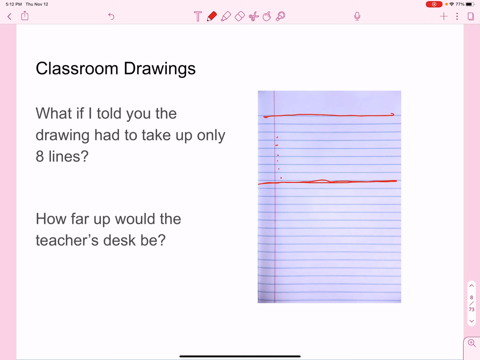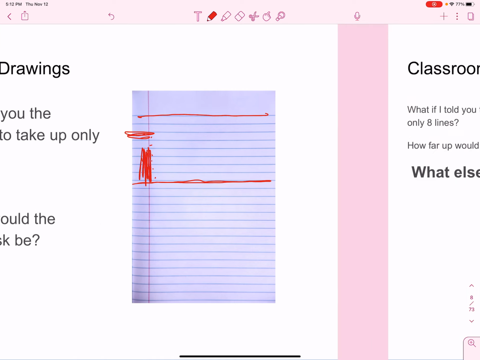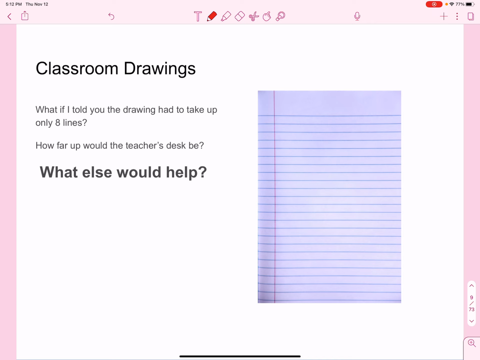Everyone look at the teacher's desk real quick. Is it about halfway up the class? Would knowing that, being able to count that, help you space your drawing? What else would help you? Okay, actual measurements, good.